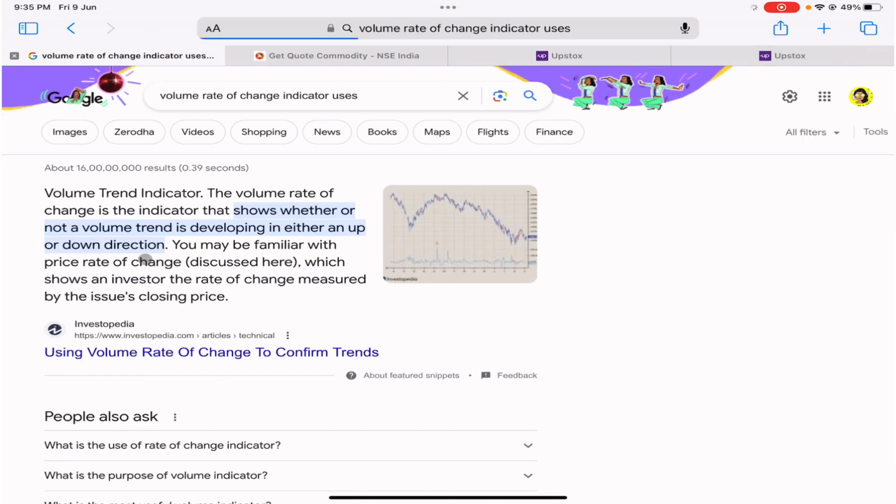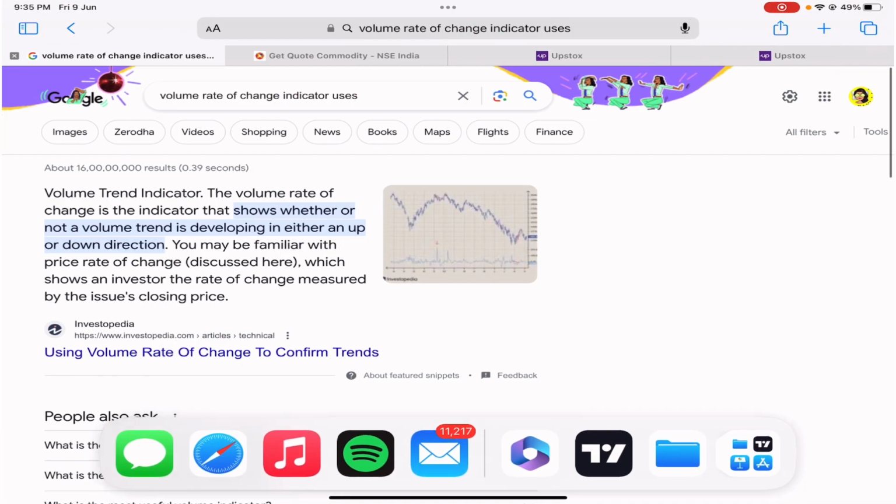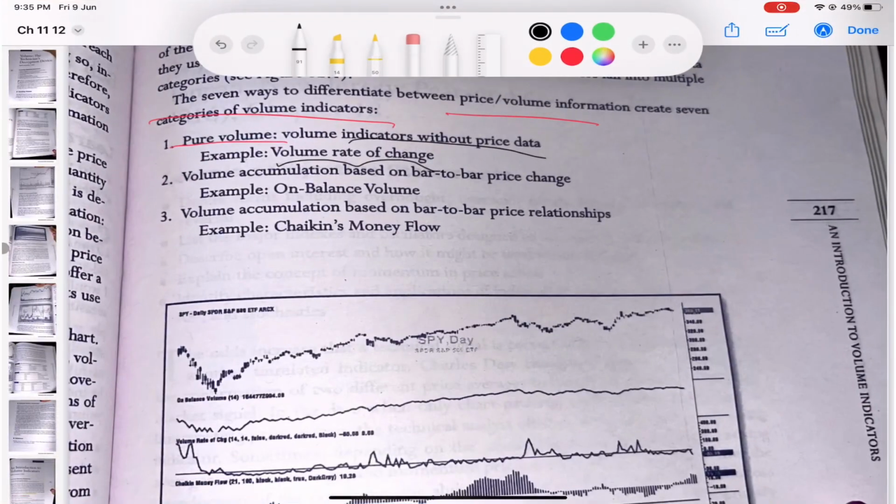Okay, now let's read what's given on Investopedia. I recommend you all to use the website Investopedia because it is extremely beneficial. So it shows whether or not a volume trend is developing in either an uptrend or a downtrend. Very simple. Okay, so that's my pure volume indicator.